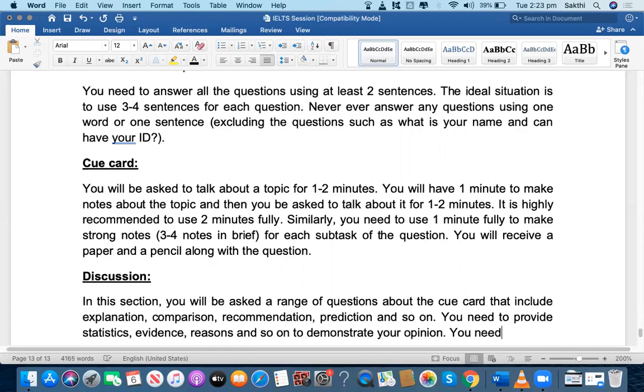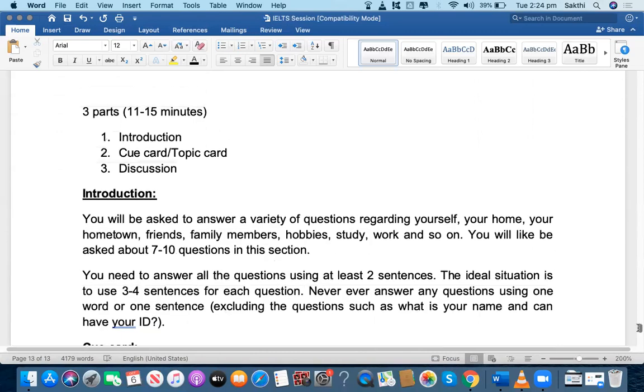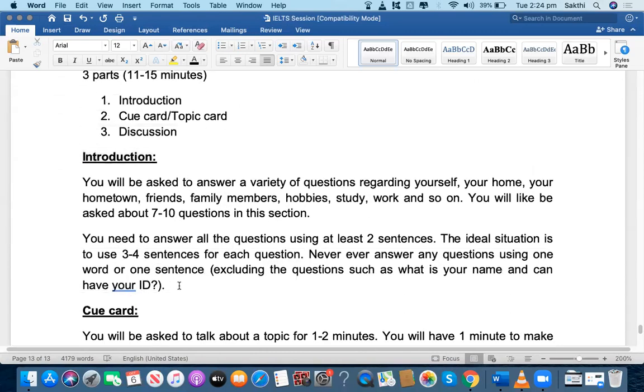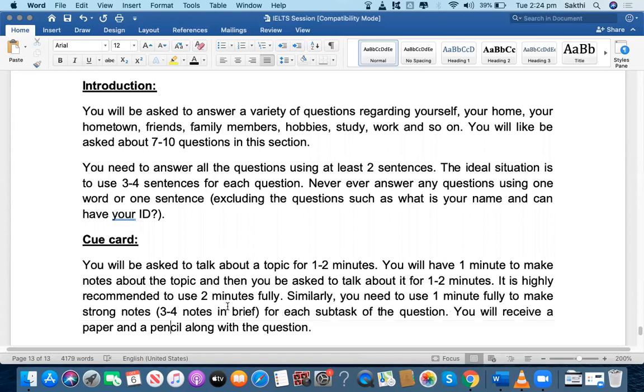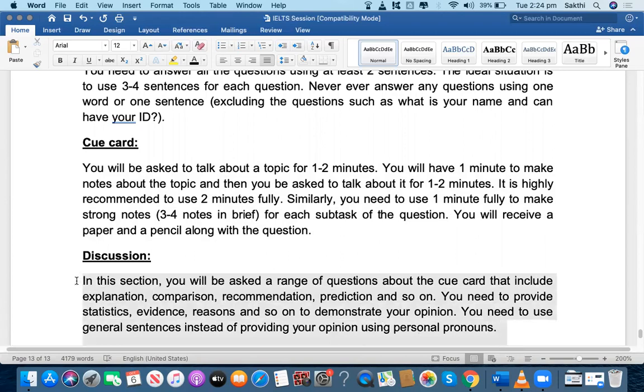You need to use general sentences instead of providing your opinion using personal pronouns. The way the speaking examination is organized is that it starts from your point of view. They'll ask you questions about you, so it's all about you. It starts from you, and then it goes a bit out of you. The second is a topic related to you, but it is going to be a story. And then the third one, the discussion, is going to be entirely general. They will ask you generic questions. They don't ask you specific questions about you.